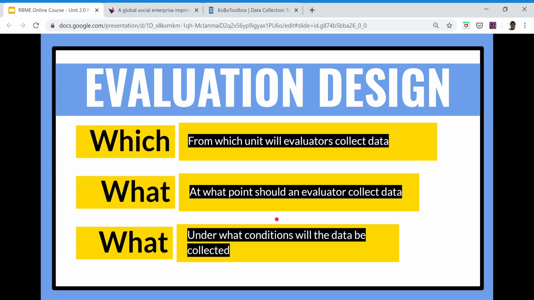You could also have the pre-post design, the pre-test and the post-test design.